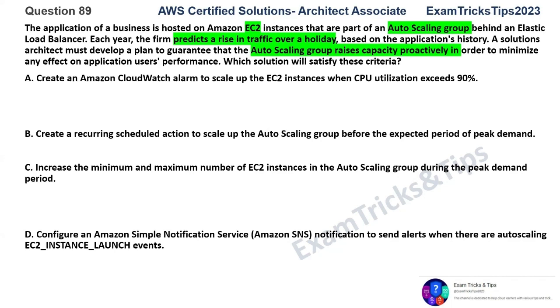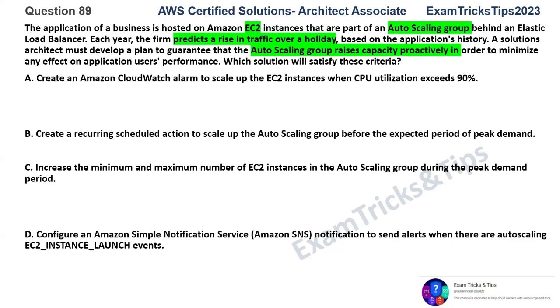Now, first one, it says, let's create an Amazon CloudWatch alarm to scale up EC2 instance when CPU utilization exceeds 90%. Now, this is definitely not proactive. This is very reactive. So we are expecting CPU utilization to hit 90% and then scale up EC2 instances.